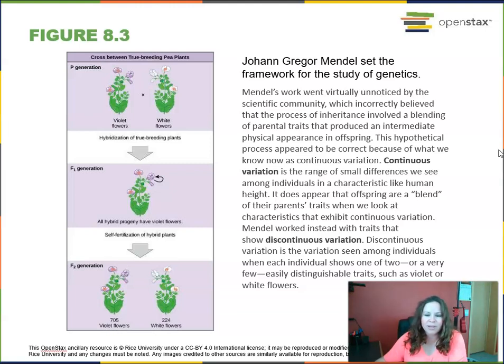Discontinuous variation is variation seen among individuals when each individual shows one of two or very few easily distinguishable traits, such as violet and white flowers. When a violet flowered plant and a white flowered plant get together, all the offspring are either white or purple, or some of them are purple, some of them are white. Not the blending that people were thinking of at the time, like the white and purple mixing to make a light lavender color. While in some cases, some types of inheritance do work that way, not in discontinuous variation.